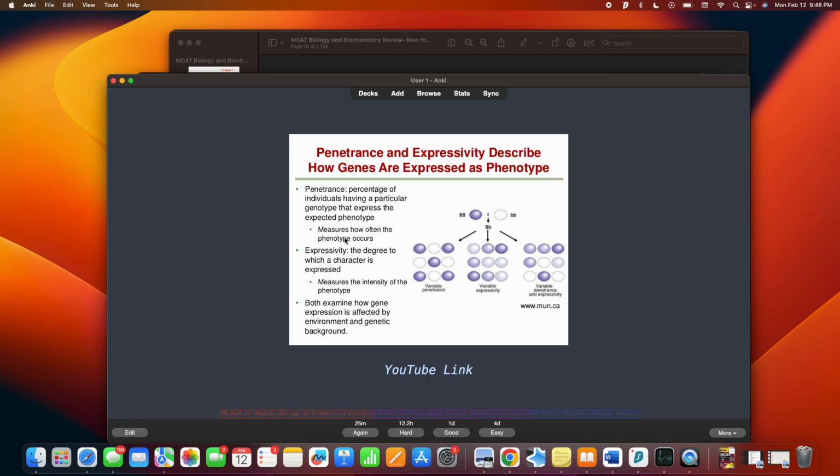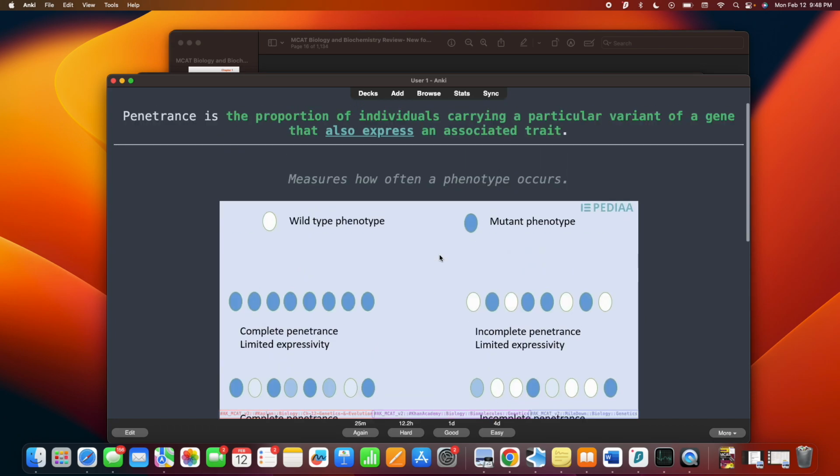So penetrance is how often the phenotype occurs, and expressivity is the intensity of the phenotype. So it's a degree, right? To what degree you're expressing it. But penetrance is just the proportion of individuals carrying that allele that also express an associated trait.